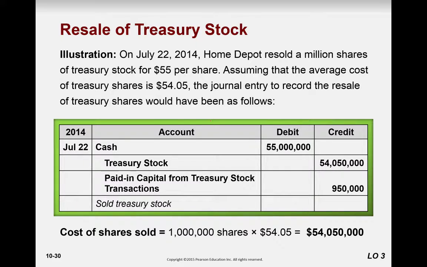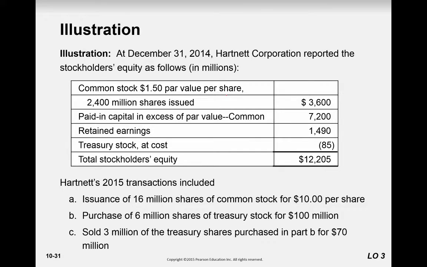So let's actually work out an example to test your understanding. So on July 22nd, 2014, we sold 1 million shares of treasury stock at $55 per share. Now, assuming that the average cost of the treasury stock is 54.05, what we would have to do to record this entry is we have the 55 million that we purchased, but now here we have the treasury stock, and then we have our paid in capital. And notice our treasury stock amount, the cost is basically our 1 million shares times the 54.05.